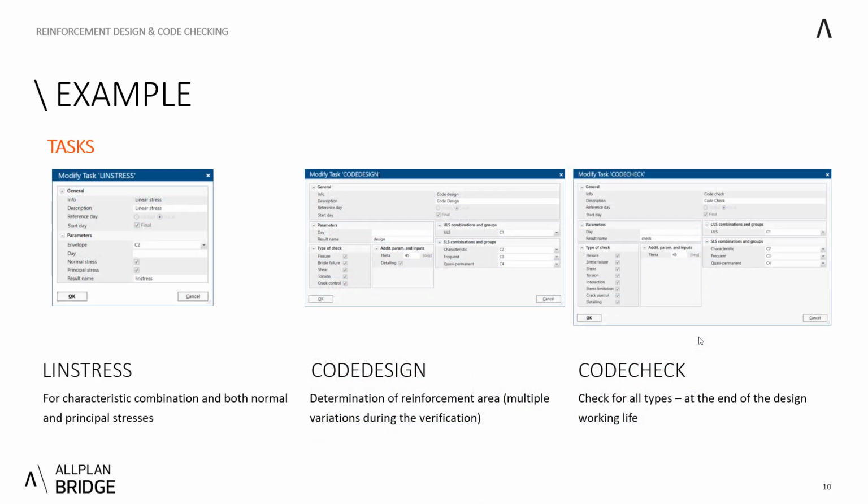So those tasks which I mentioned are the linear stress, which is performed for a characteristic combination, and we will cover both normal and principal stresses. Then we will go through the code design, and we will go for it in the midspan and also about the support. And when we have the reinforcement, or we have already designed it, we can also code check and explain how each specific check is performed. And we will do all of those at the end of the design working life.